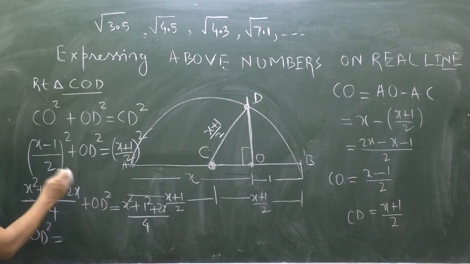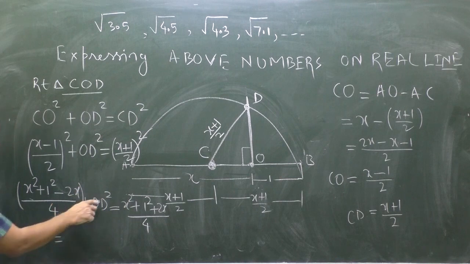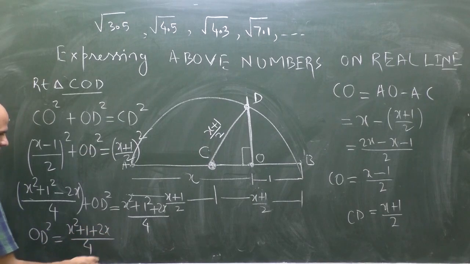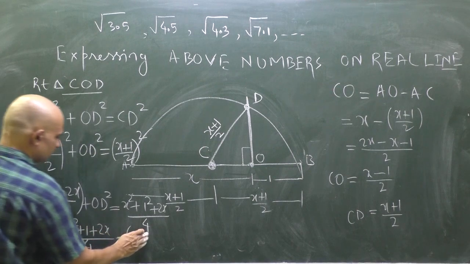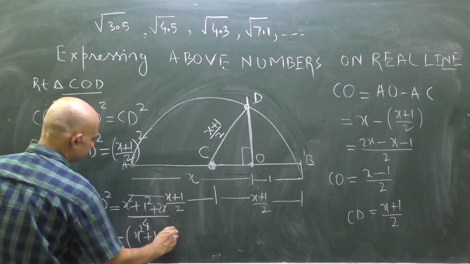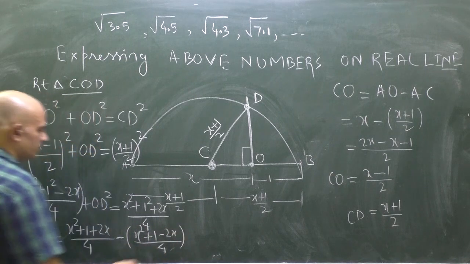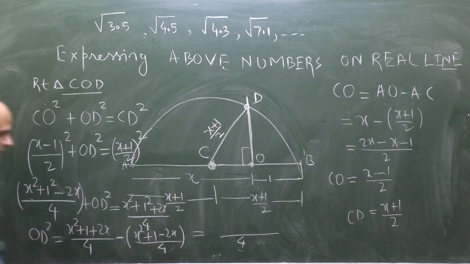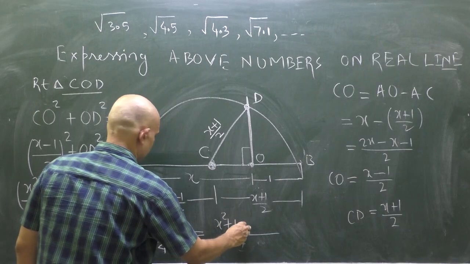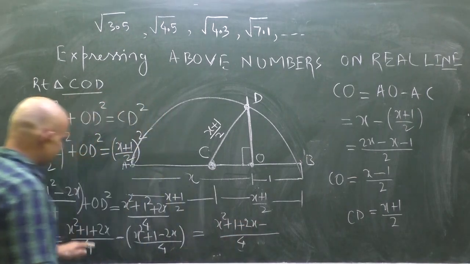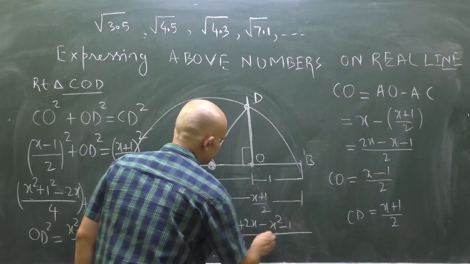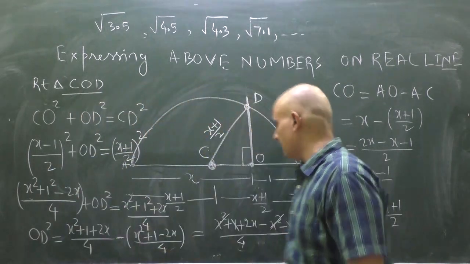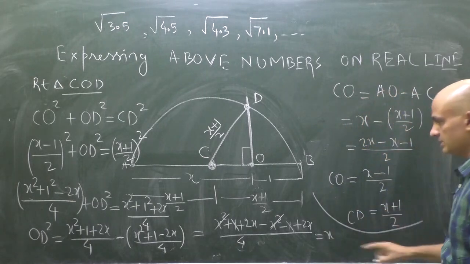transferring all these values to the right side except OD square. So it is (x square plus 1 plus 2x) upon 4 minus (x square plus 1 minus 2x) upon 4. Both have the same denominator, therefore numerators can be subtracted directly. x square plus 1 plus 2x minus x square minus 1 plus 2x. x square cancelled, 1 and 1 cancelled. 2x plus 2x is 4x. 4x divided by 4 is x. This is OD square.